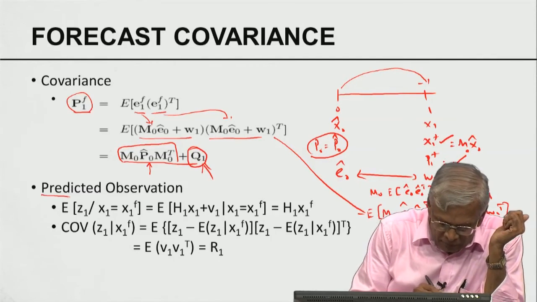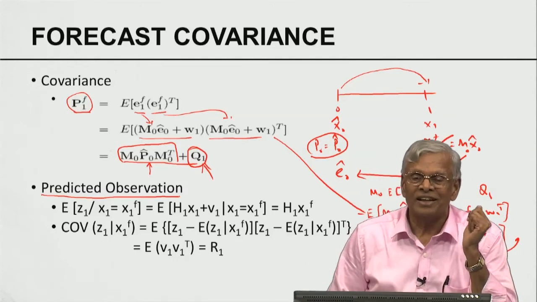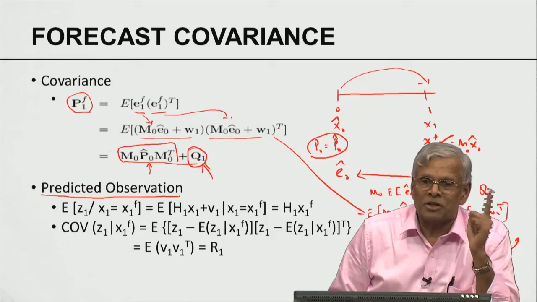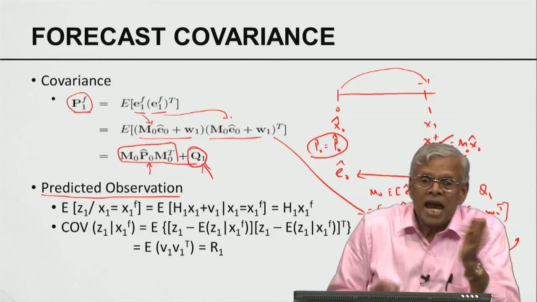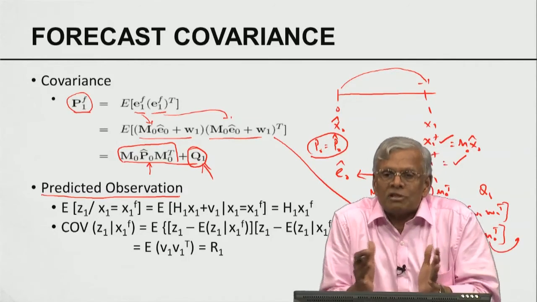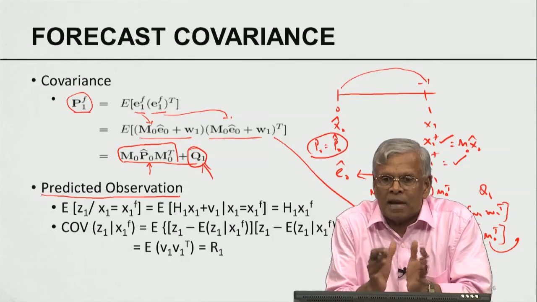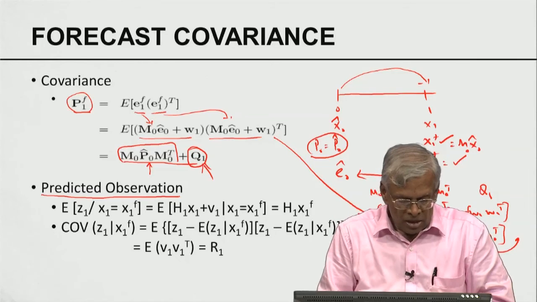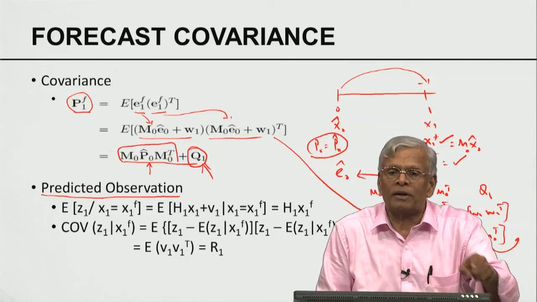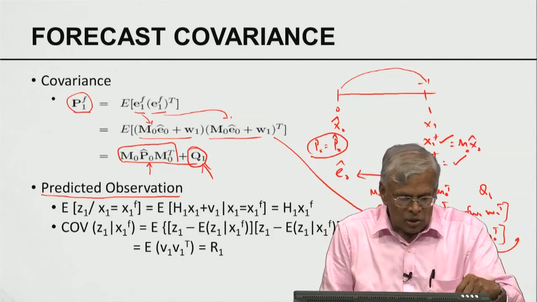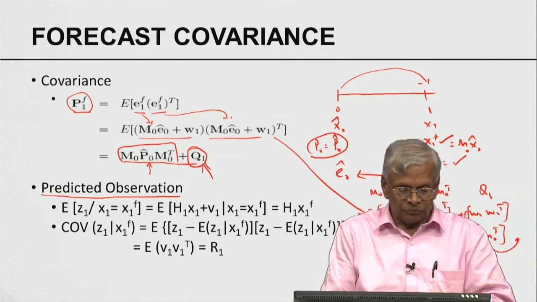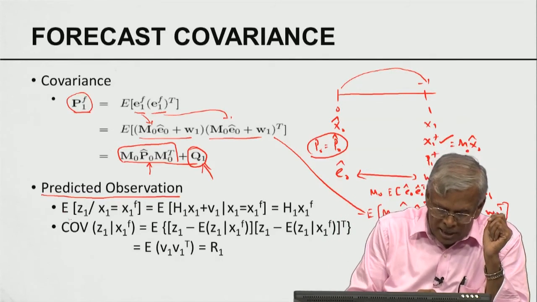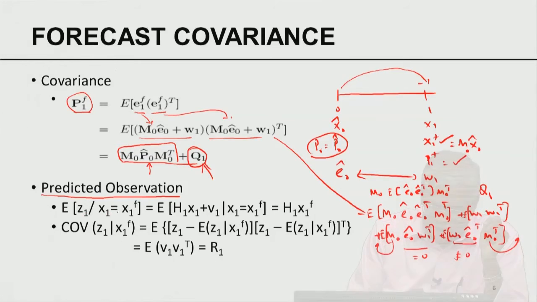Once I have a forecast, I can create mischief. What is the mischief? A forecast is the best estimate I can have of the state at time one. I have the forward operator. Now I can use the forward operator and the predicted state to create what is called the model predicted observation. So that's what it is. What is the expected value of Z1 given X1 is equal to X1f?